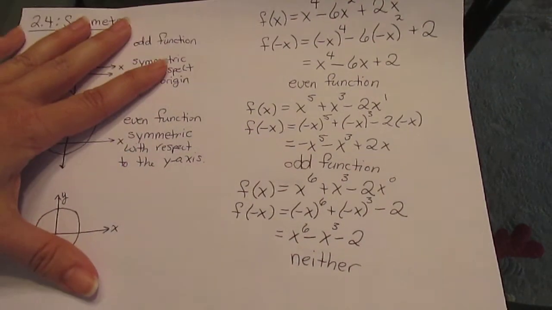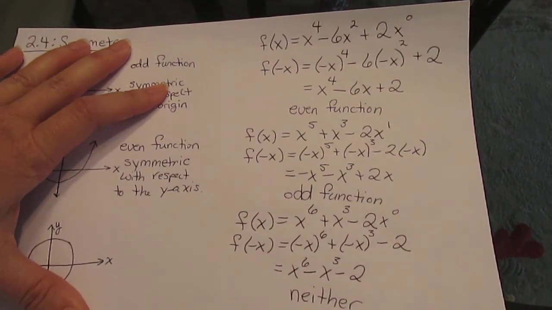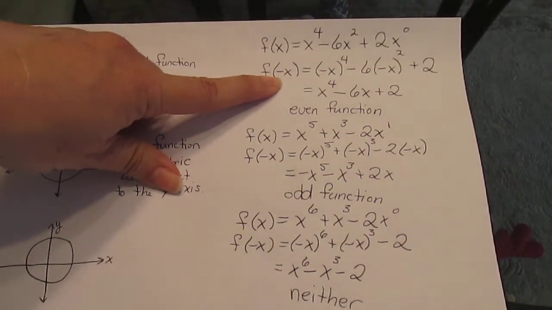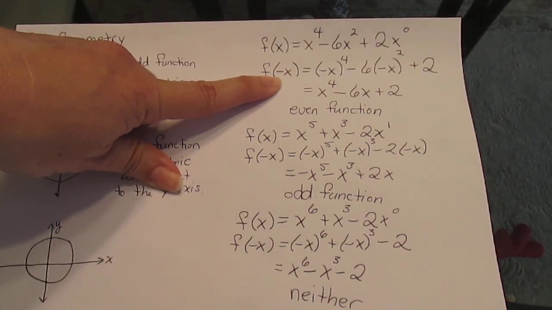Okay, so do what works best for you. If you're given a polynomial, you can look at the powers. Just make sure you look at all of the powers. Or you can do this test where you plug in negative x and see what happens.